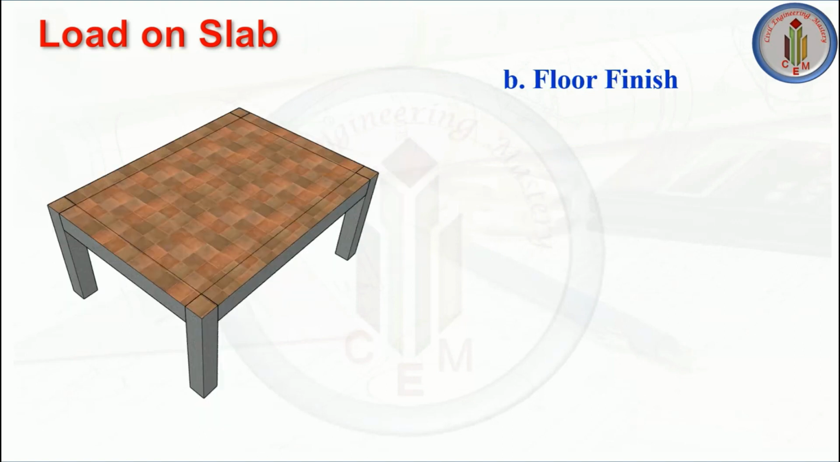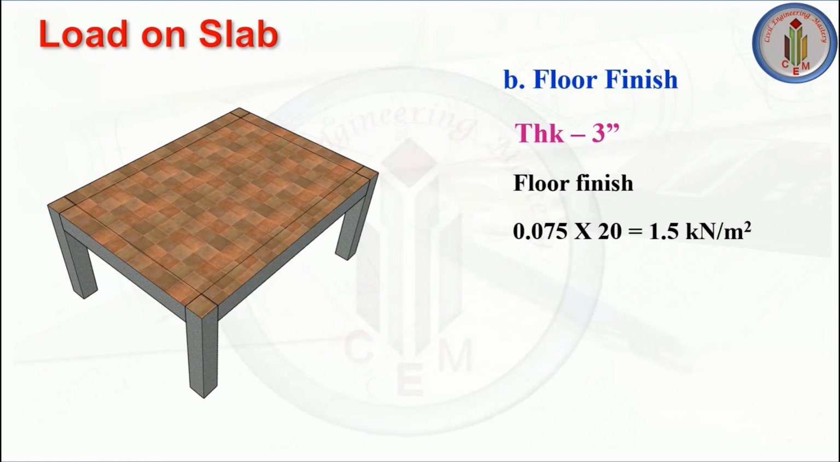Next, floor finish. We use different types of materials for floor finish, whether it may be tiles or marbles or granite, whatever it may be. According to the weight of the material, we need to calculate the floor finish load. Here, thickness is 3 inches. Thickness also is a main factor. Floor finish thickness is 3 inches, 75 mm, and unit weight of that floor finish is 20 kilonewton per meter cube. So we got 1.5 kilonewton per meter square as a floor finish load.